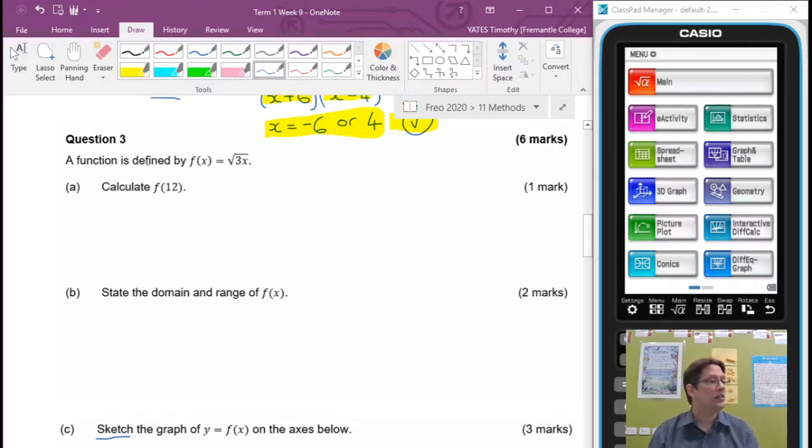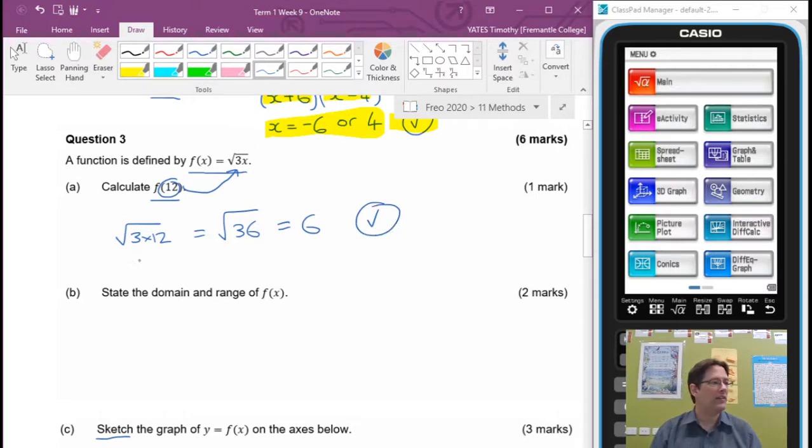Okay, so we've got a function, f of x equals the square root of 3x. So we want to calculate f of 12. That basically means we want to take that 12 and put it into the place of x. So what's the square root of 3 times 12? Well, 3 times 12 is 36. Square root of 36 is 6. 1 mark, easy done. Shouldn't be hard, it's only worth 1 mark.